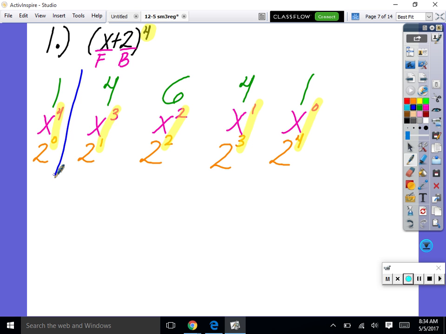So now what we're going to do is we literally just simplify it from here. Multiply out this: 1 times x to the fourth times 2 to the 0. What's 2 to the 0? 1. 1 times 1 is 1. 1 times x to the fourth is x to the fourth. I just found my first term.